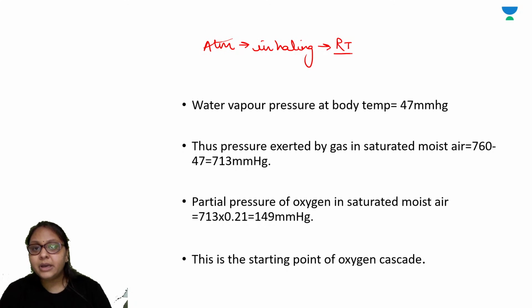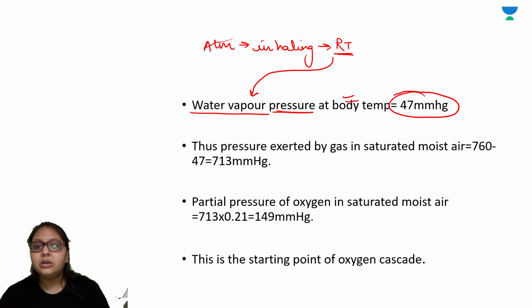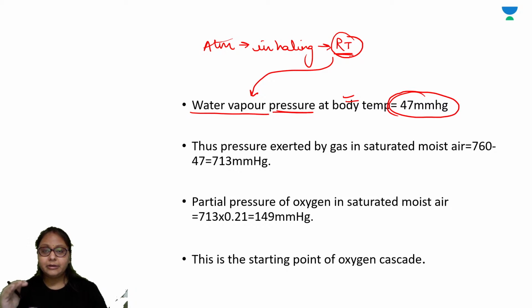Okay, what happens in the respiratory tract? There is water vapor pressure. Water vapor exerts a pressure at the body temperature of around 47 millimeters of mercury. So when air goes from the atmosphere into the respiratory tract, there is a pressure exerted by the water vapor, and that is around 47 millimeters of mercury.